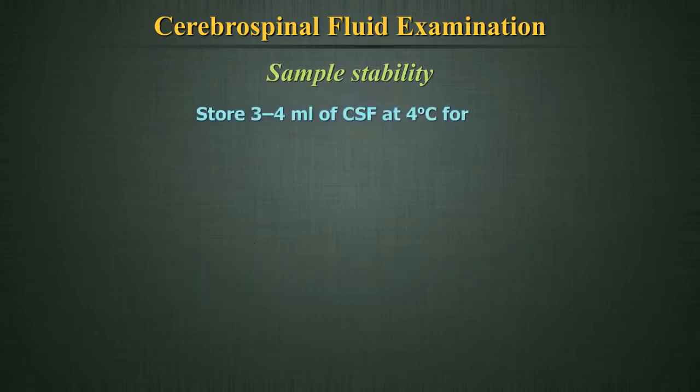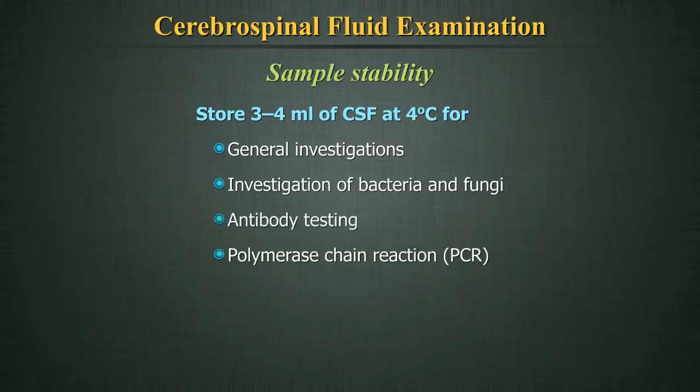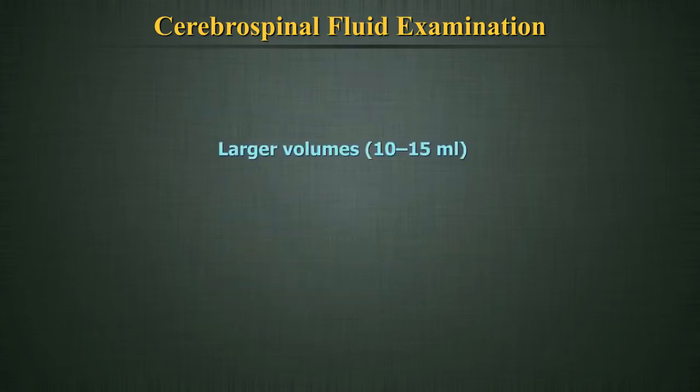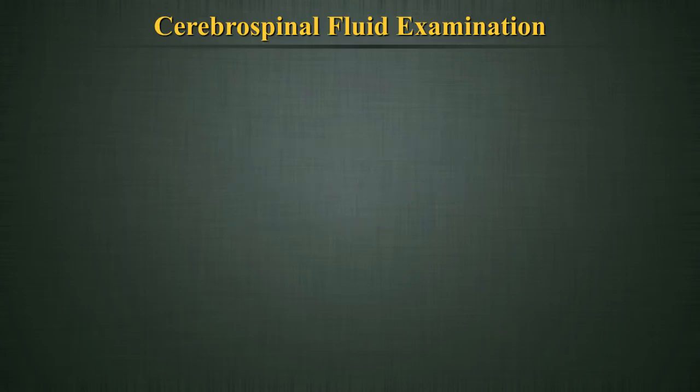Store 3 to 4 milliliters at 4 degrees centigrade for general investigations, investigation of bacteria and fungi, antibody testing, polymerase chain reaction, and antigen detection. Larger volumes, 10 to 15 milliliters, are necessary for certain pathogens like Mycobacterium tuberculosis, fungi, or parasites.